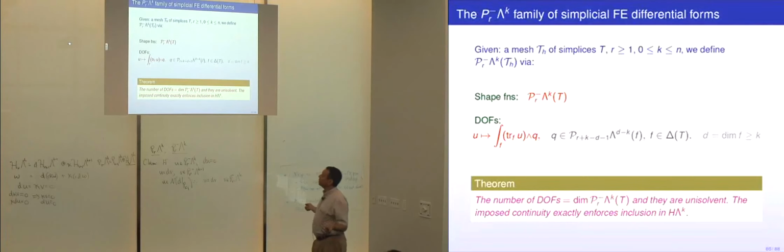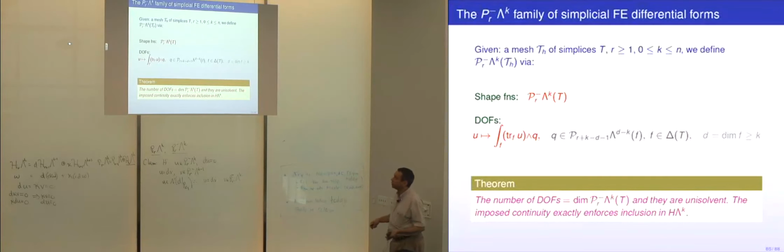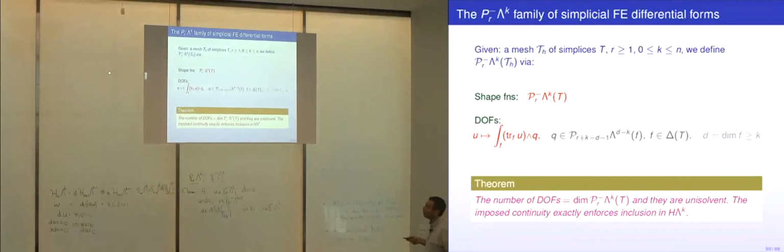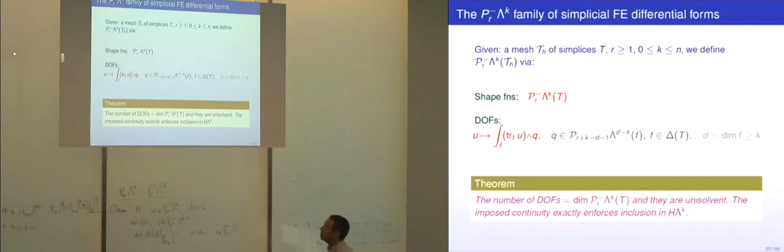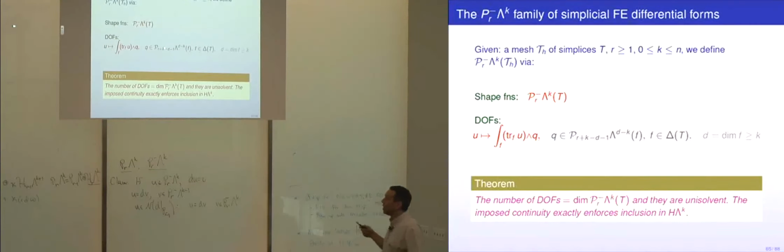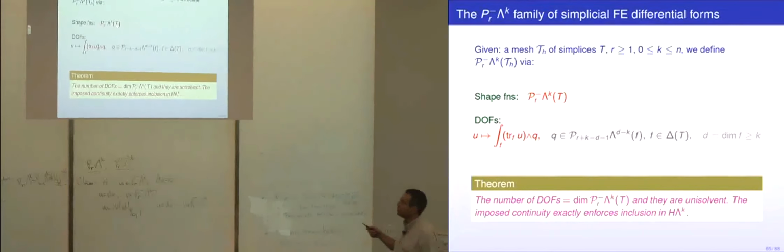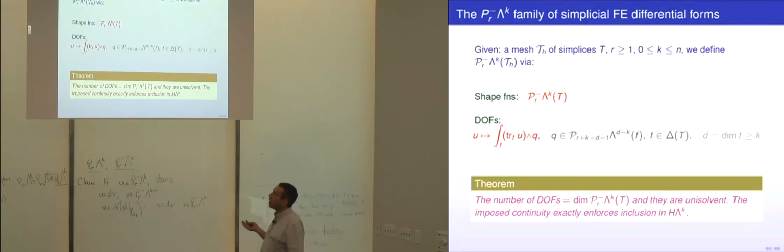And you pick any polynomial degree, 1, 2, 3, as far as you want. For all of those, you can define a space PR minus lambda k on a simplicial mesh with one definition that covers all the cases at once. The shape functions, of course, are on each simplex t. You take these polynomials just described, PR minus lambda k of t, which are polynomials of degree r minus 1 k-forms plus things of the form kappa of a polynomial of degree r minus 1 k plus 1 form.